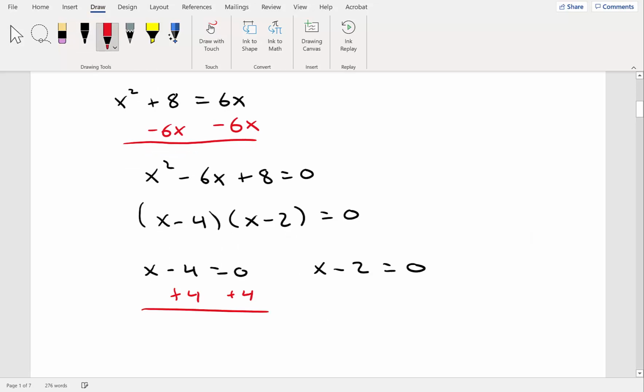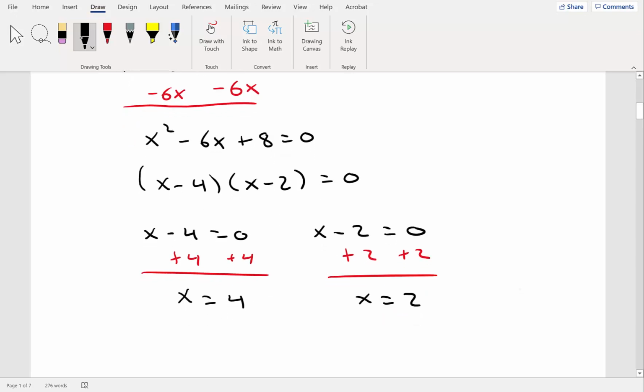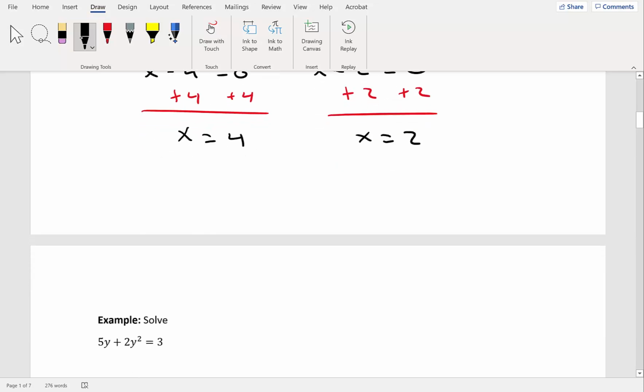For the first one, add 4 to both sides, we get x is equal to 4. Second equation, add 2 to both sides, we get x is equal to 2. So we get two solutions to this equation. Either one of these solutions, if you plug it back in, will give you a true statement. Let's take a look at another one.